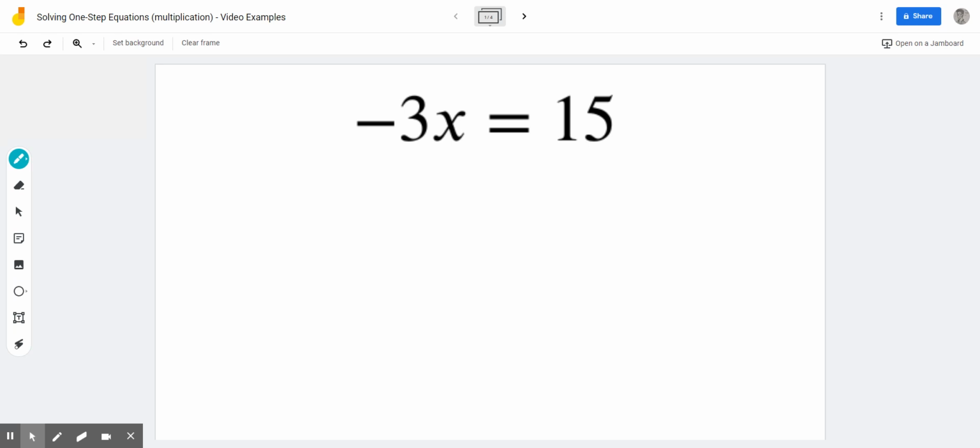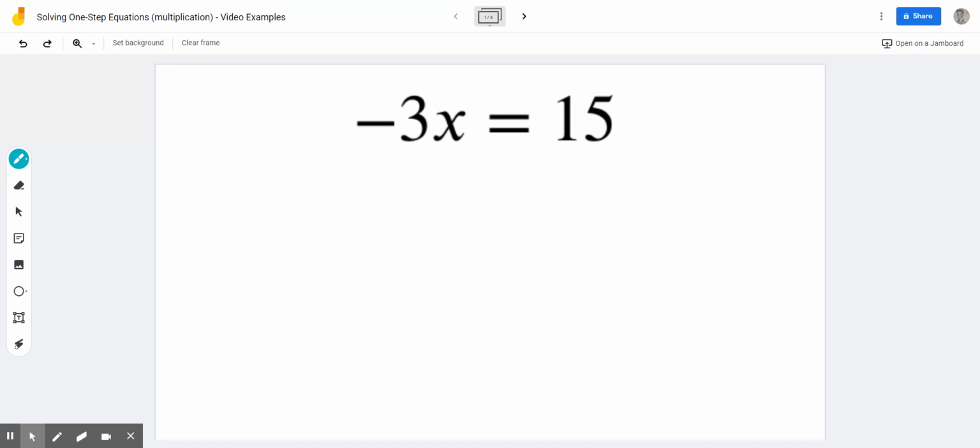Hi there, welcome. We are going to be going over a few examples for how to solve one-step equations where the variable, in this case we're going to use x, is being multiplied to a number or a coefficient. So in this case, we have -3 multiplied to a variable, and that equals 15. So we're essentially looking for some number times -3 to equal 15.